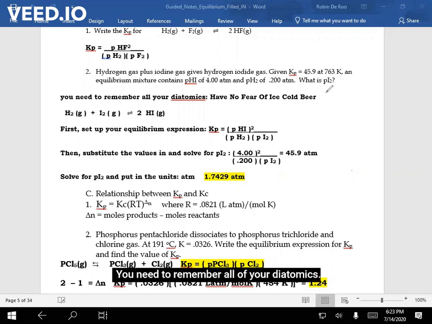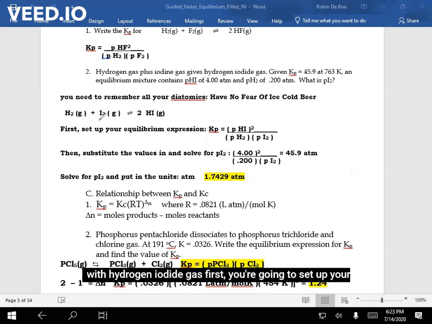Now you need to remember all of your diatomics. I like to use the device: Have No Fear of Ice Cold Beer. That gives me H2, N2, F2, O2, I2, Cl2, and Br2. So here is our reaction, hydrogen gas plus iodine gas in equilibrium with hydrogen iodide gas.